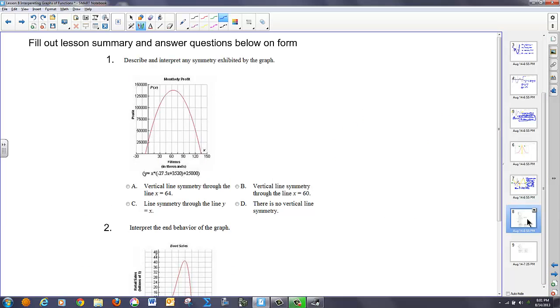That's all we've got for you. I've got a number of multiple choice problems I'd like you to take care of and then fill out your lesson summary on the form. So here's your first one. I'll scroll down.